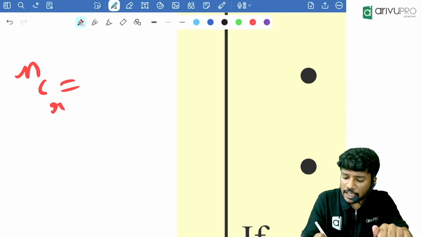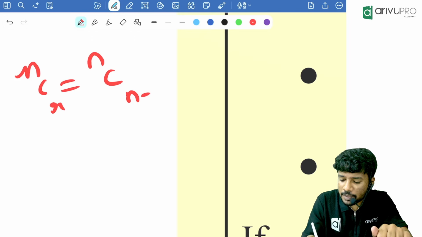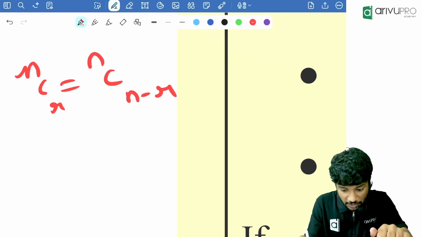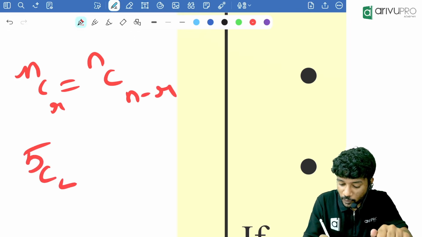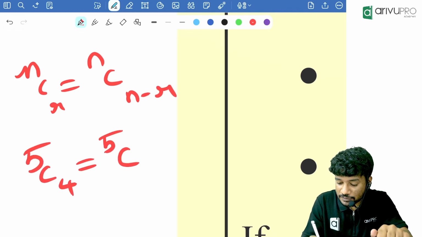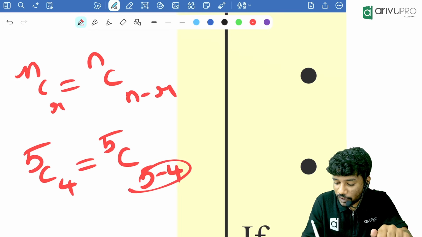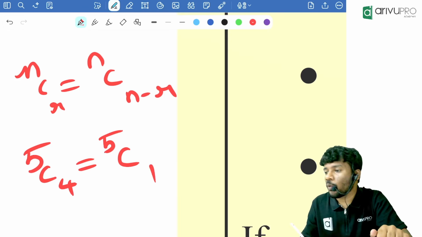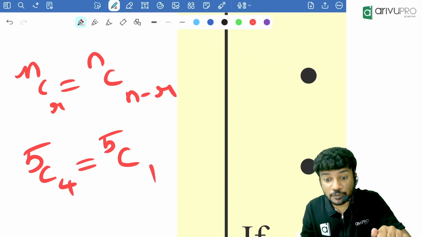The shortcut is: NCR can be written as NC(N minus R). That means 5C4 can be written as 5C(5 minus 4). 5 minus 4 is how much, people? 1. So that's why both the values became the same.